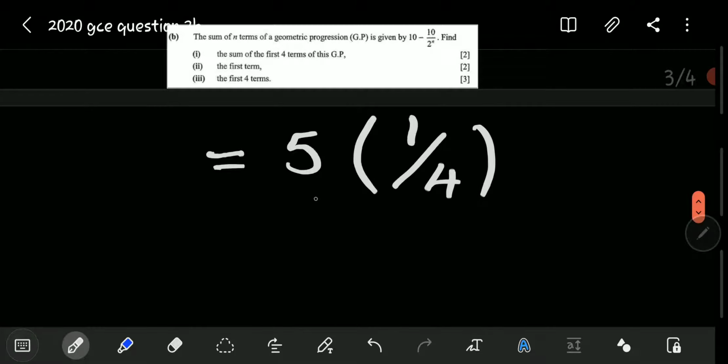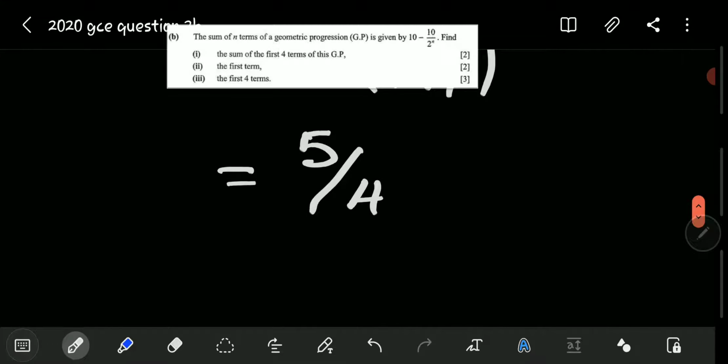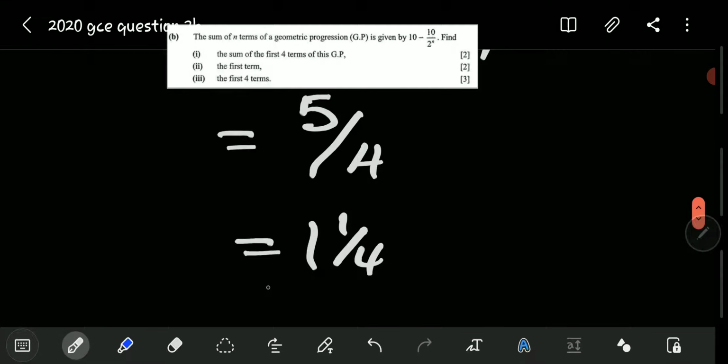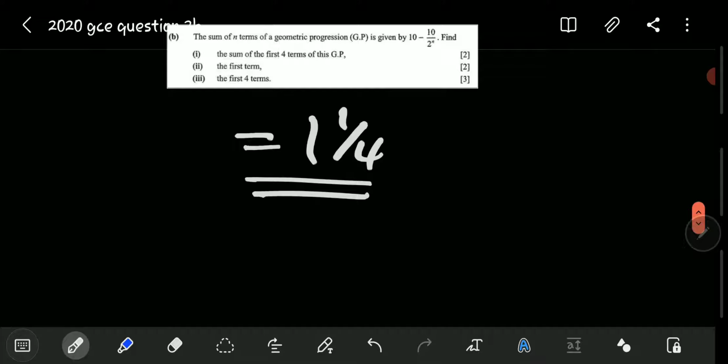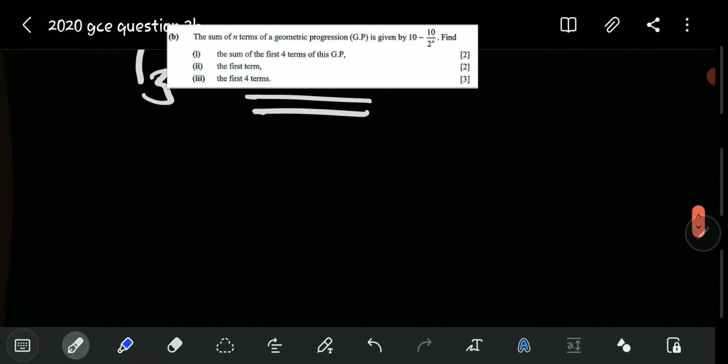So we now multiply 5 times 1 then over 4. So we're going to have 5 over 4. What is 5 over 4? 4 can go into 5 one time, with a remainder of 1 over 4. So this is the third term. 1 over 4 is the third term.